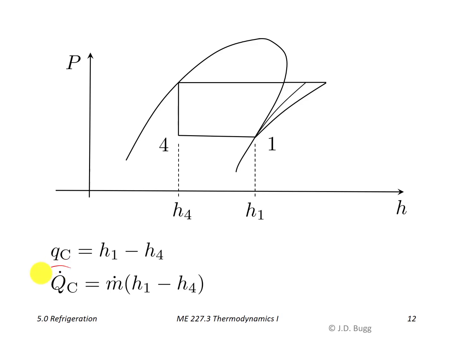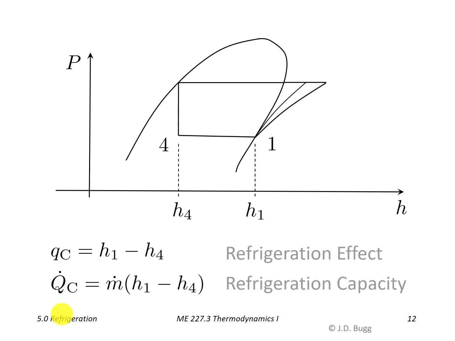So this is a quantity of primary interest in refrigeration systems. That's the rate at which this refrigeration system is drawing heat out of the cold reservoir. That's the reason we went and bought this refrigeration system, was to do that for us. So this is called the refrigeration effect or the refrigeration capacity. Both of those are essentially interchangeable terms.